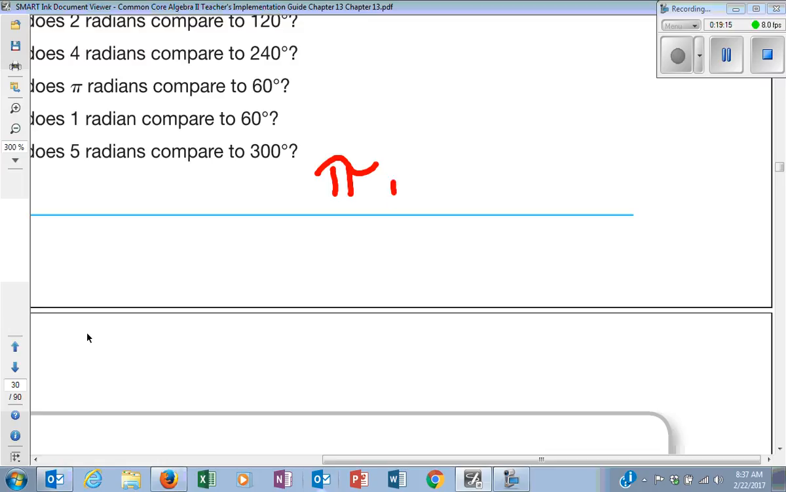What does pi radians equal? 180. Remember, you need a unit because we're changing the units, and we're going to be changing them back. So I need pi radians equals 180 degrees. If I know that fact, then I can do exactly what I just told you.